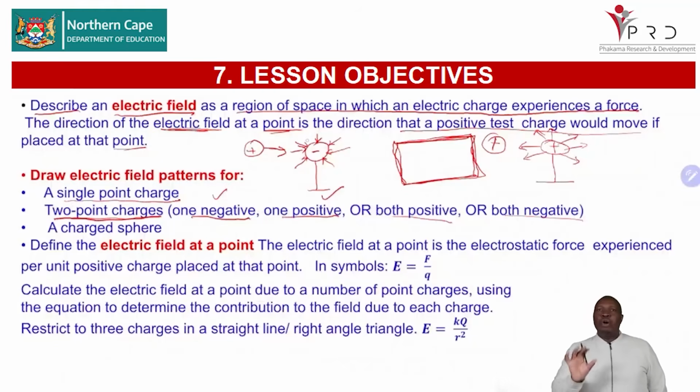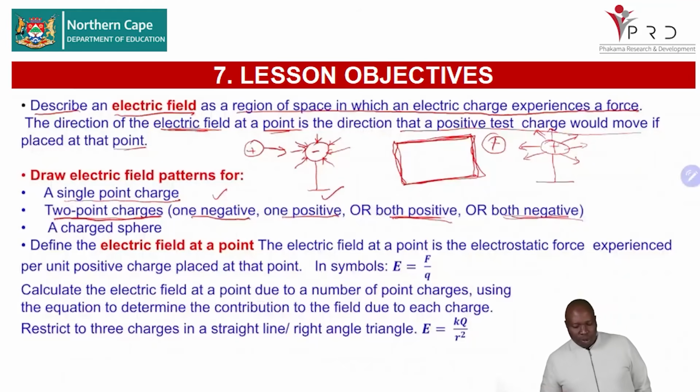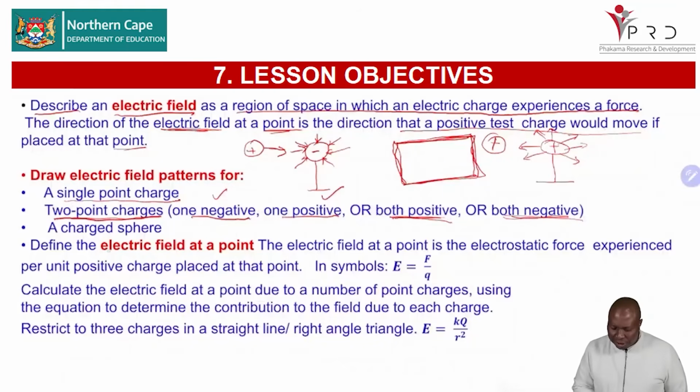And then both positive. When you have both positives, you must know how to draw positive and positive. And then when you have both negative, you must do that, which is what I'm going to show to you. And then you must be able as well to define, our third definition, electric field at a point.